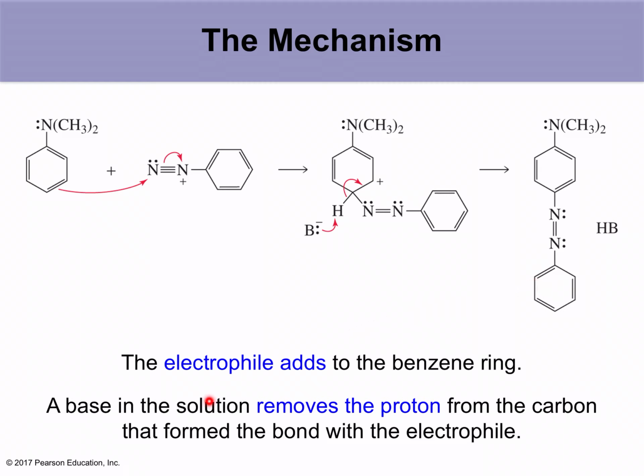Electrophile adds to the benzene ring. A base in the solution removes a proton from the carbon that formed the bond with the electrophile. Don't have to worry about the mechanism. We are missing one step over here.